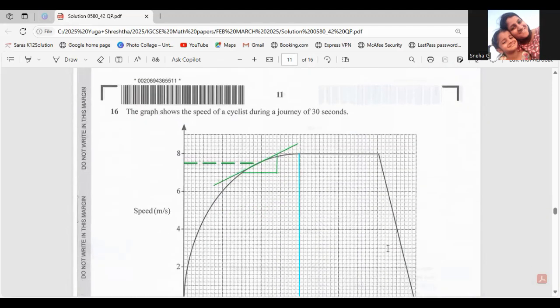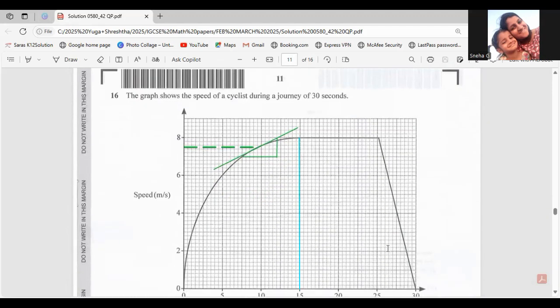Scrolling further to question number 16. The graph shows the speed of a cyclist during a journey of 30 seconds. So you can see the cyclist starts from 0, his speed increasing, then he slows down, then the speed becomes constant, and then you see deceleration. That means the speed is decreasing when the cyclist comes to a halt.